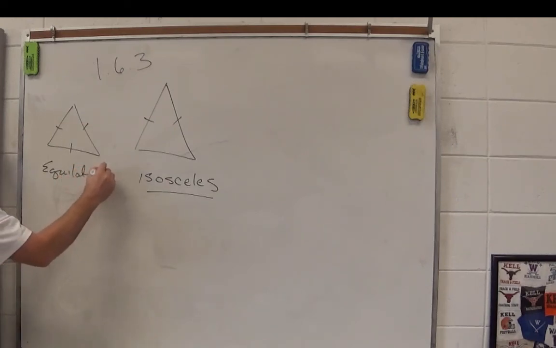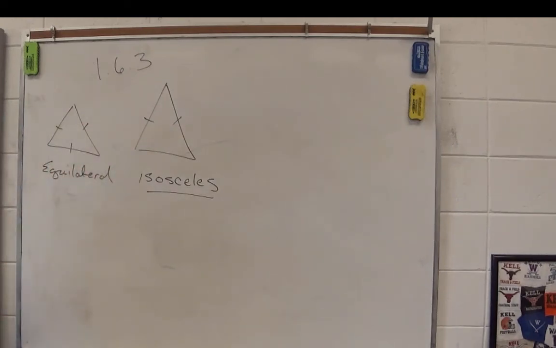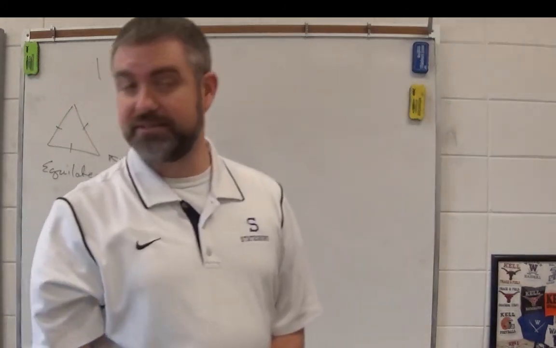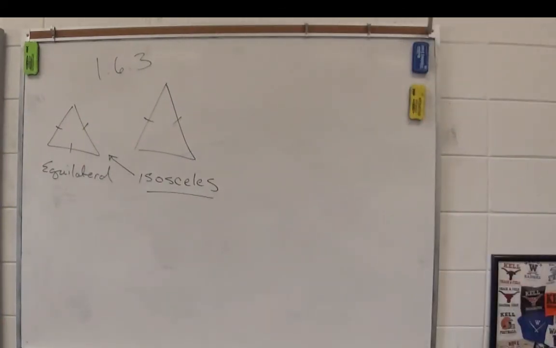Equilateral, right? Is an equilateral triangle also isosceles? Yes, according to that definition. Like a square is a rectangle. That's right. Equilateral is actually more specific and more definitive, but an equilateral triangle is also an isosceles triangle.